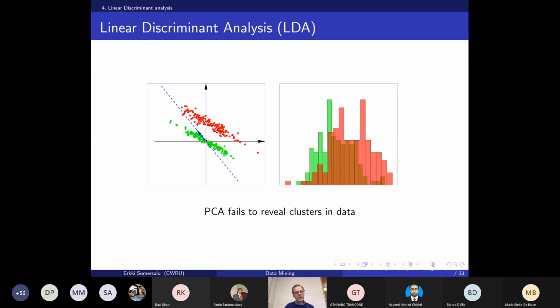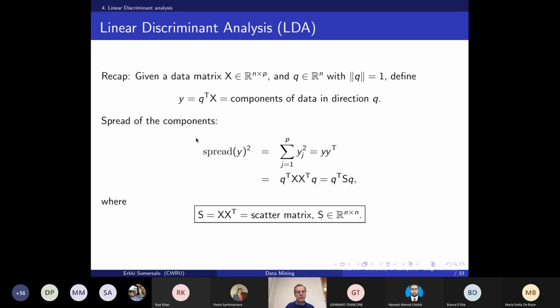But the mean values of those two clusters would be as far as possible from each other. So those are the two things that I would like to encode in my algorithm to find that informative direction. So let's start to develop these concepts.